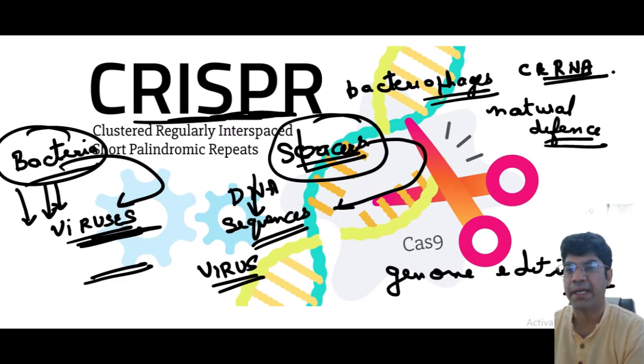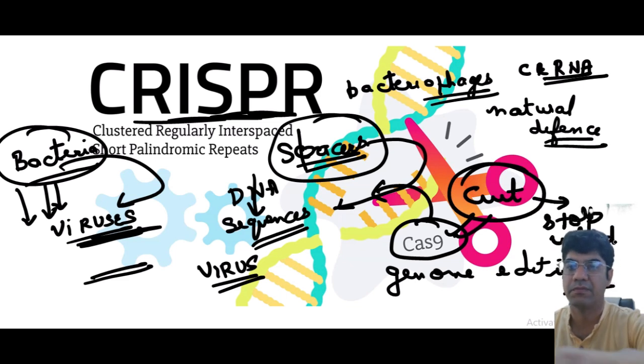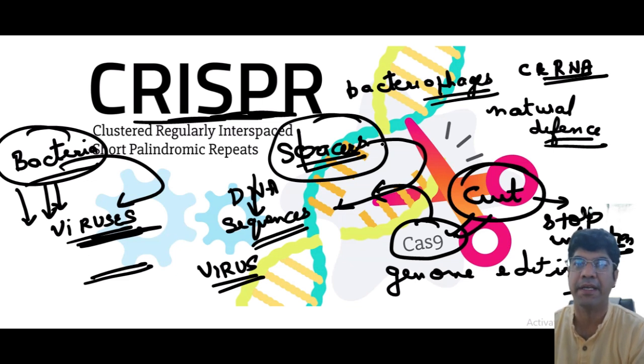So if the same virus attacks again, this crRNA guides a protein known as Cas to the viral DNA. This Cas protein will cut and destroy the viral DNA, hence stopping the infection. So the answer is A. CRISPR stands for clustered regularly interspaced short palindromic repeats.